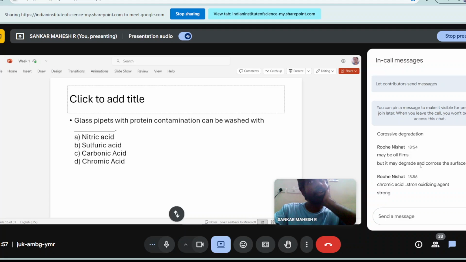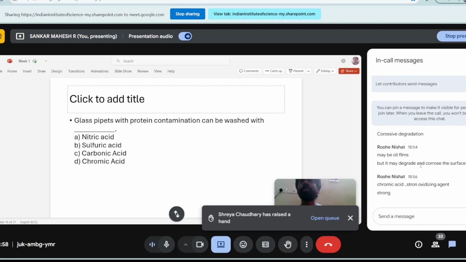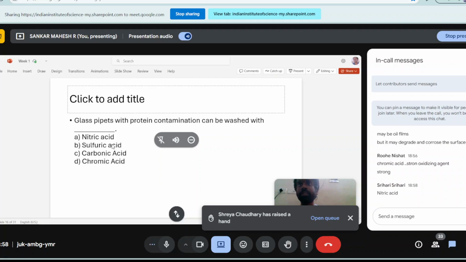Okay. Why specifically chromic acid? Why not sulfuric acid or nitric acid? So protein contamination is generally a small residue of protein, and if it is present, that may cause false results in lab data. No, what I'm asking is, you have other acids as well: nitric acid, sulfuric acid, carbonic acid. Why do you specifically want chromic acid?